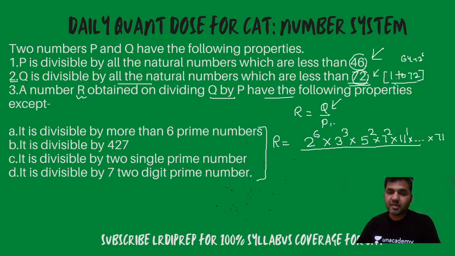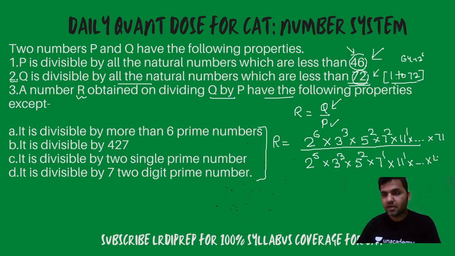Then there's the other number. P is divisible by all the numbers which are less than 46. Now you see that from 1 to 46, the highest power of 2 lies in 32, which is 2 power 5. And the highest power of 3 will be 3 power 3, that is 27. Highest power of 5 will be 2, that is 25. 7 will have only one power, 7 power 1. And the highest power of 11 would be 1 again. And it will have all the primes till 46, and the last prime number that you will be getting would be equal to 43. This would be the last prime number.